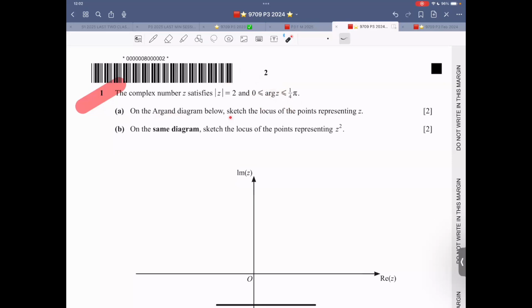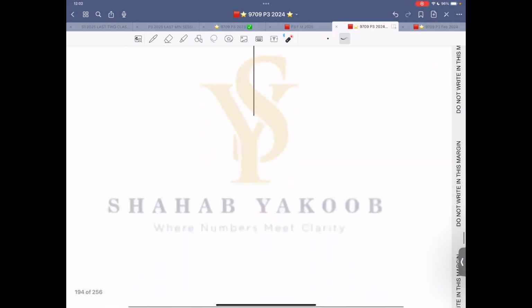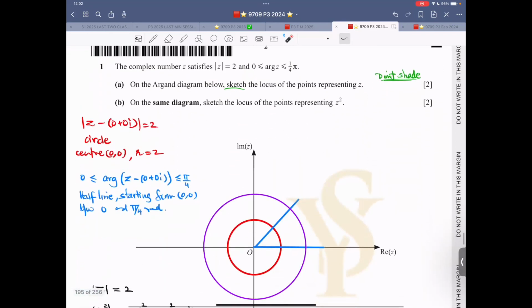On the Argand diagram below, sketch the locus of points representing this. They're asking for a sketch, not the shading. So if you do shading, that would be marked as wrong. The second one: on the same diagram, sketch the locus of points representing z squared. 2 marks for this, 2 marks for this. So now let's look at the solution.